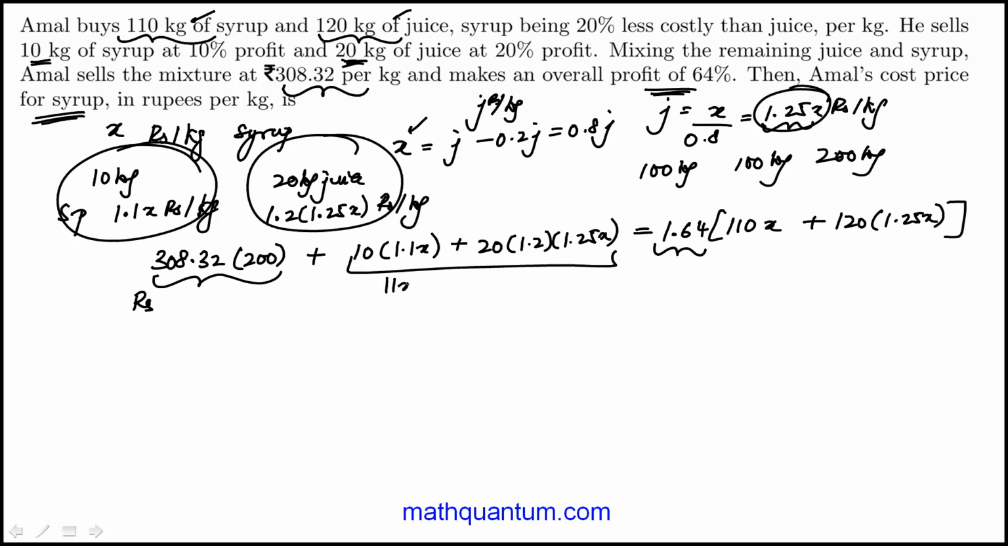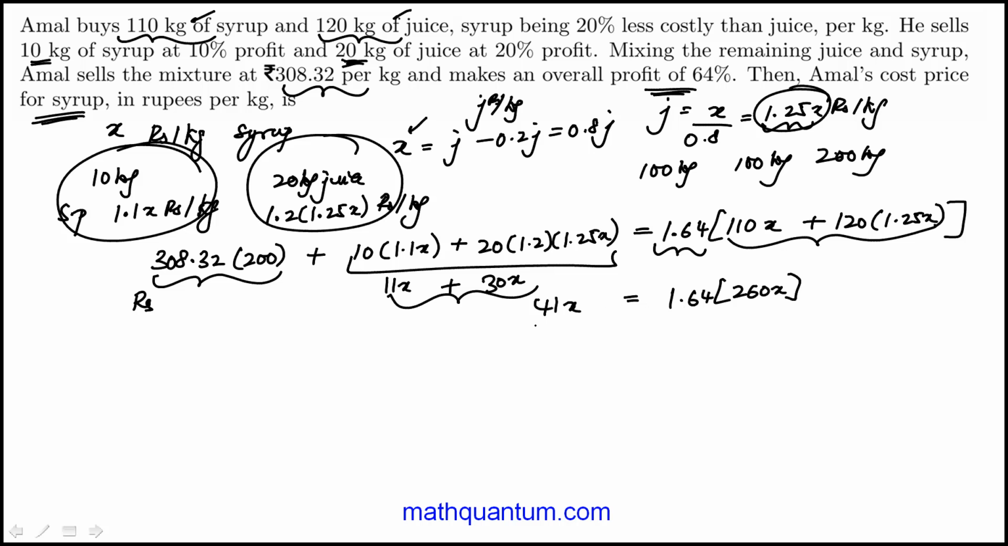So this is 11x. And I'll use the calculator here. 20 times 1.2 times 1.25. That's 30x. So that piece is 41x. And then 1.64. This would be 120 times 1.25 plus 110. So that becomes 260x.